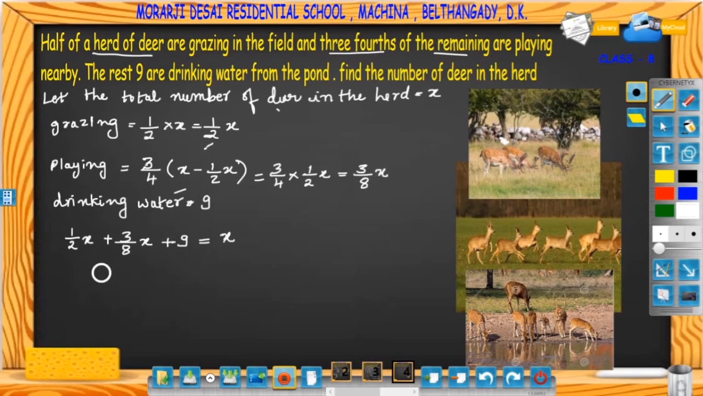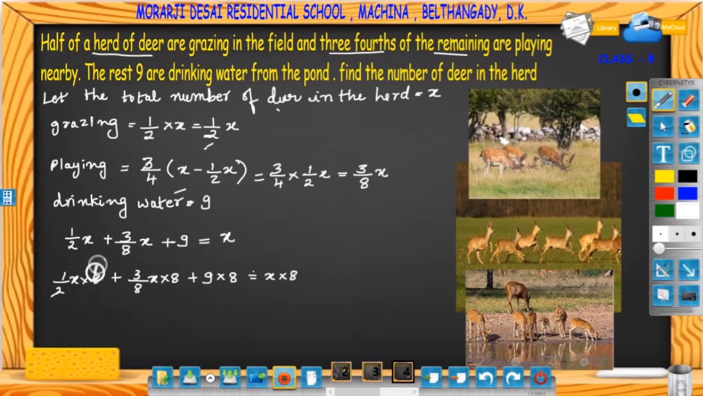Now here we have fractions, so let us remove the denominator. For that, what we have to do? Take the LCM of the denominators. Denominators are 2 and 8. The LCM of 2 and 8 is 8. So multiply all the terms by 8. That is half x into 8 plus 3/8 x into 8 plus 9 into 8 is equal to x into 8.